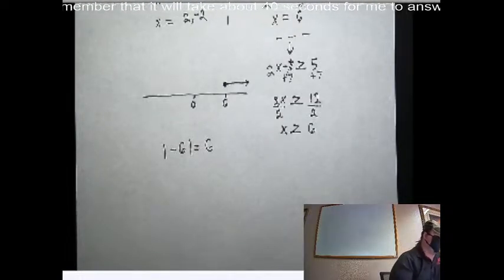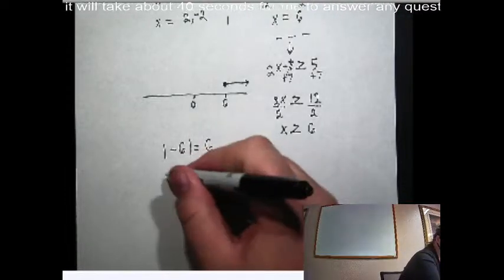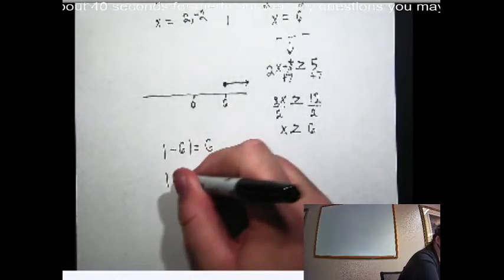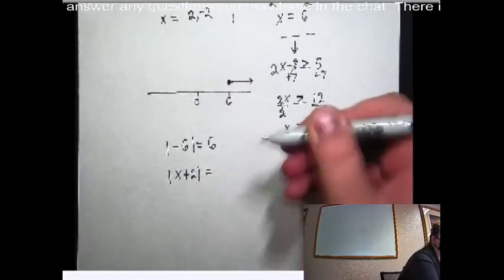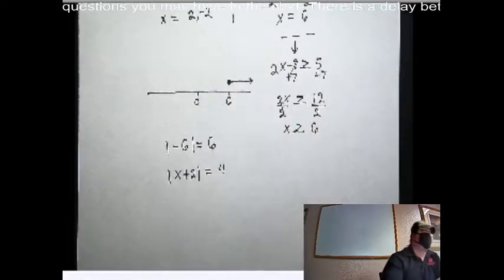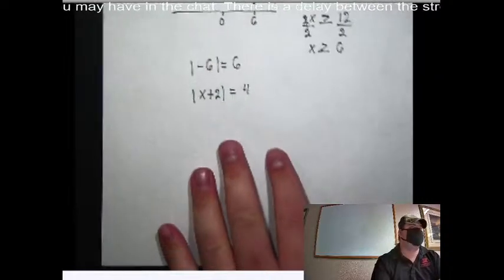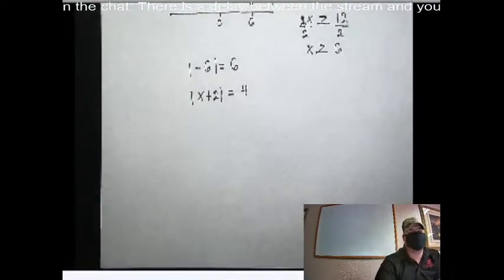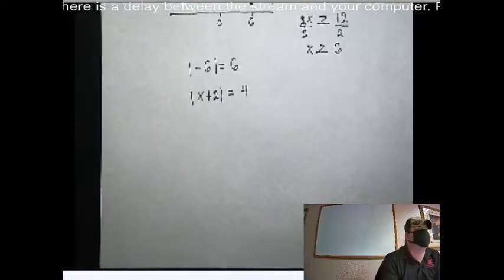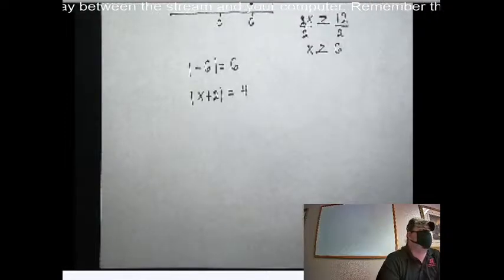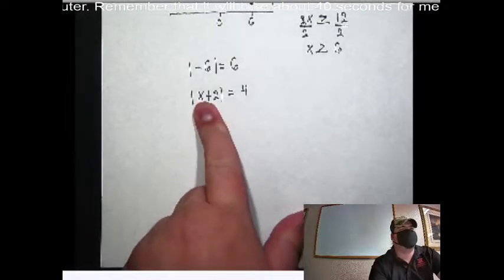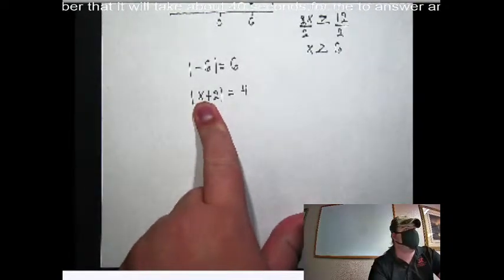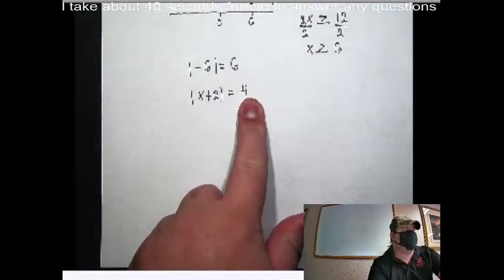So then we also said that we could solve things with this. Same thing, like maybe the absolute value of x plus 2 is equal to 4. Okay? Now remember, what this is saying is that whatever's inside of here, whatever x plus 2 is, its absolute value is going to be 4.